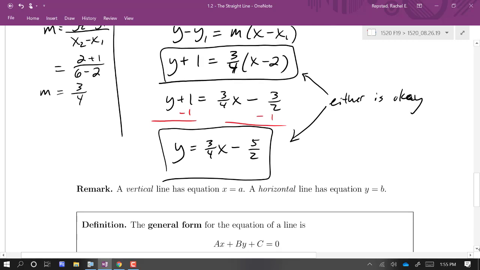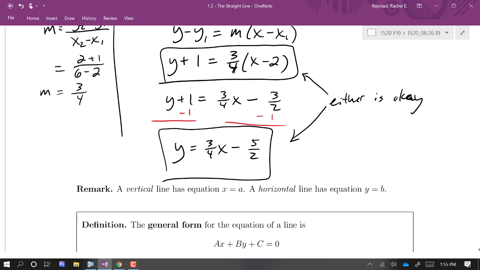Couple of facts. A vertical line has a fixed x coordinate. That's what makes it vertical, right? The x that never changes. So that has an equation, x equals some number. And on a horizontal line, every point has the same y coordinate. That's what makes it horizontal. So the equation of a horizontal line looks like y equals some number.